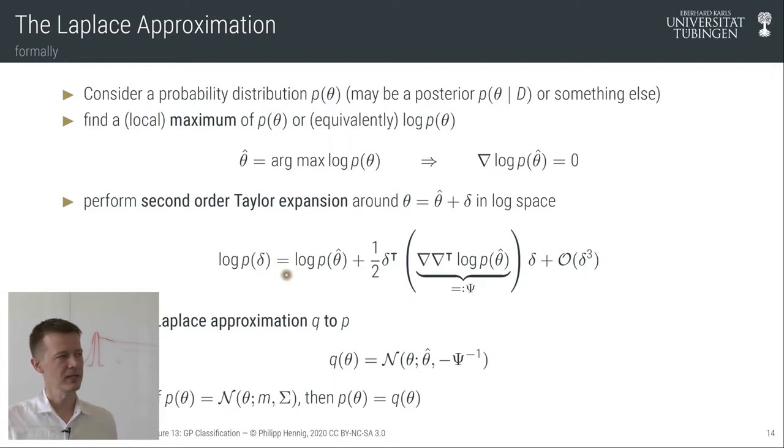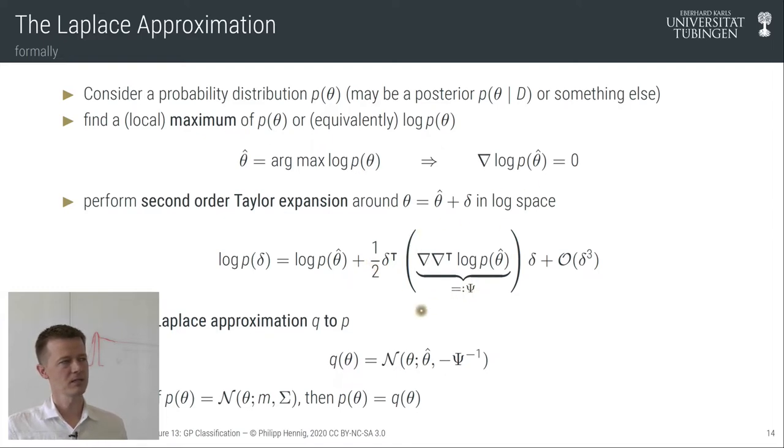around the mode. That Taylor expansion will consist of, remind yourself of your multivariate calculus classes, a zeroth order term, a constant, a first order term, a linear term, a second order term, that's a quadratic term, and so on, higher order terms. The zeroth order term, the constant, is just evaluating the function we are approximating at the location. That's log p of theta hat, our point estimate, our maximum a posteriori estimate in this case. The first order term is given by delta transpose times the gradient of the logarithm of p at theta hat, and that gradient is zero. Therefore, there is no linear term here.